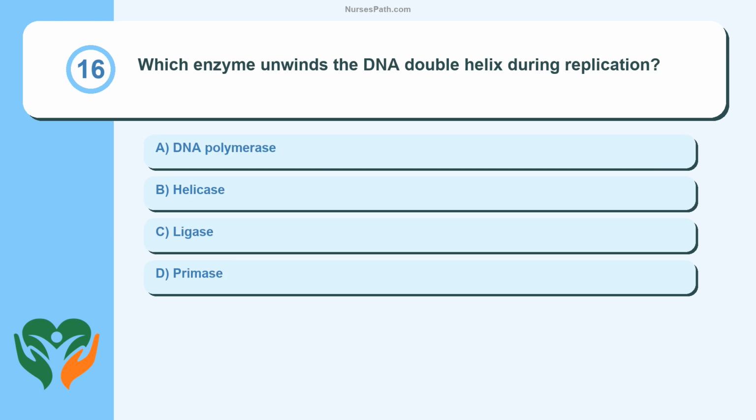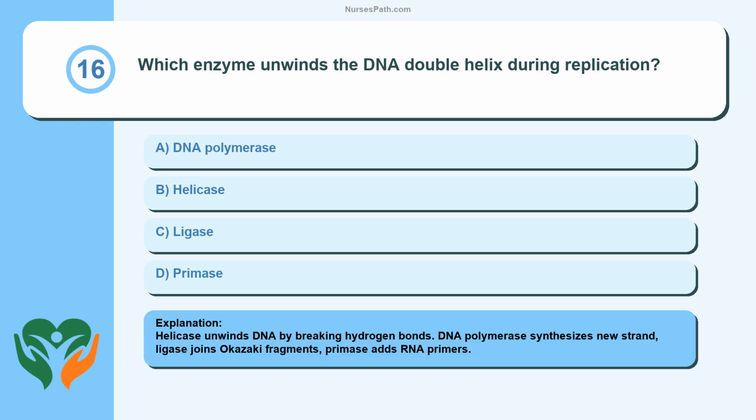Question 16. Which enzyme unwinds the DNA double helix during replication? DNA polymerase, helicase, ligase, primase. Helicase unwinds DNA by breaking hydrogen bonds. DNA polymerase synthesizes the new strand, ligase joins Okazaki fragments, primase adds RNA primers.